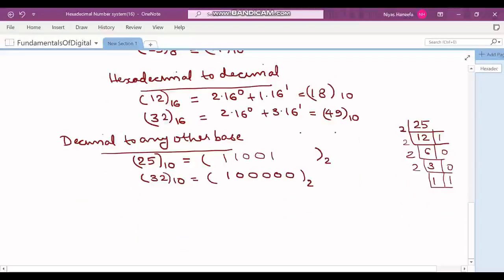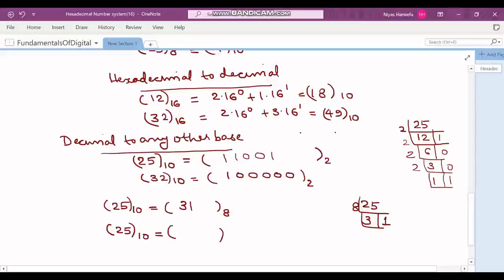So if you want to convert a number to octal, suppose the same 25 to the base 10, in octal, in terms of 8. So what you will do? Again 25 divided by 8. So 3, 1. So that's it. So what will be the value? 31 to the base 8. If you want to convert 25 to the base 10 into hexadecimal, you will do 25 divided by 16, 1, 9. So 9 into 16 raised 0 plus 1 into 16 will be equal to 25. So this is how you will convert.